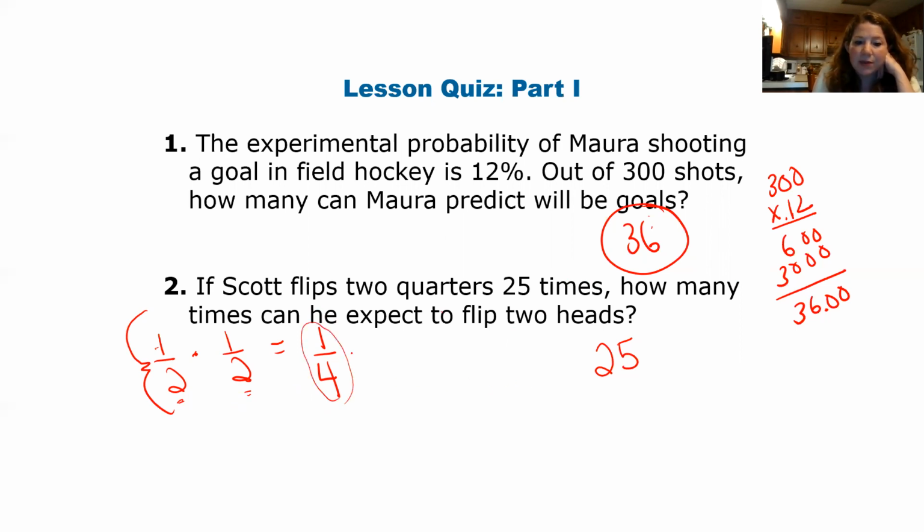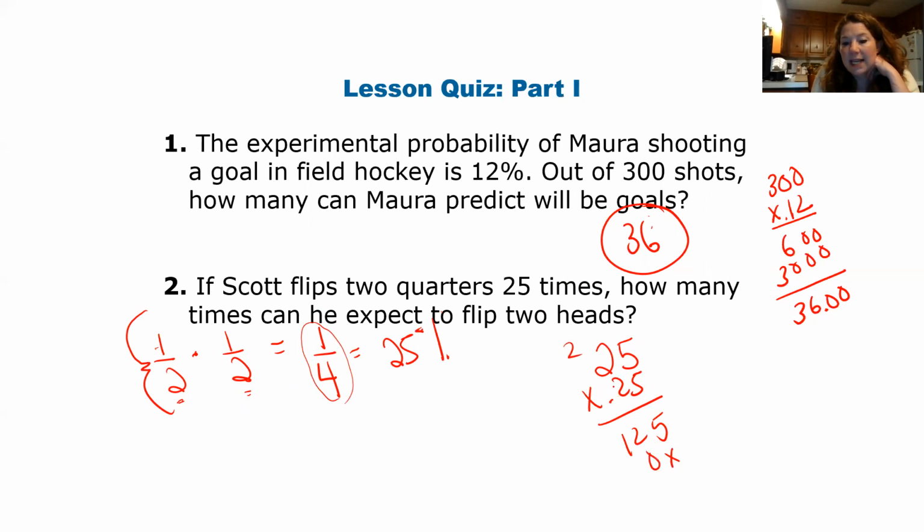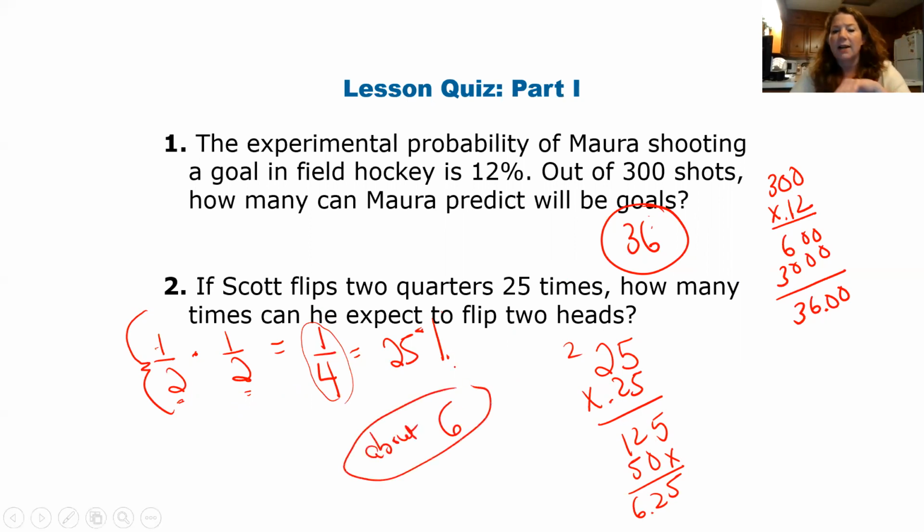So 1/4 is the same as 25%. So I'm going to multiply 25 by 0.25. 5 times 5 is 25, and so on, which gives 6.25, with 2 numbers behind the decimal. So we expect that to happen about 6 times to get 2 heads, doing it 25 times.